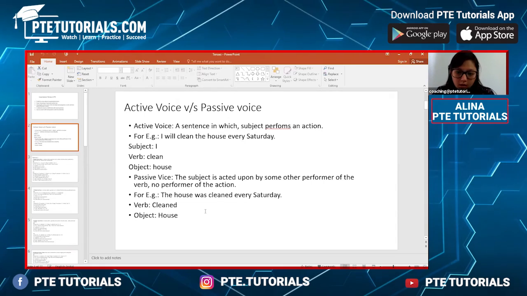The house is the object on which the activity of cleaning is being done. Now it can be done by me or some other person, so we can also mention "the house was cleaned every day by me," or every Sunday or Saturday by me. So it's clear that active voice is the one in which there is a subject, and passive voice is the one in which there is no subject.